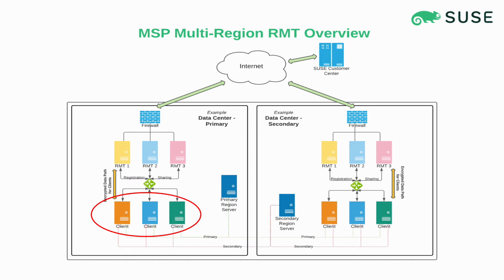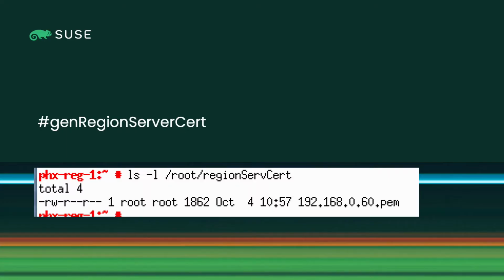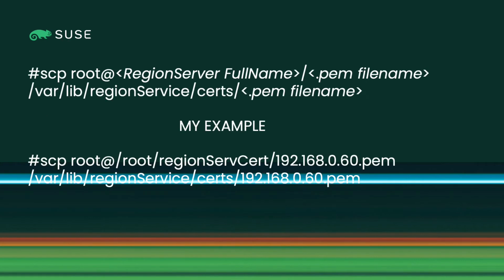Remember, from setting up the region server, you had to run the command gen-region-server-cert. That command created a cert file with the extension .pem and placed it on your region server under /root/regionserver-cert. From the client, copy the PEM file from the region server and place the file in /var/lib/regionService/certs. Phoenix Region 1 is my region server, and 192.168.0.60 is my region server IP. On the client, make a copy of the original /etc/regionserverclnt.cfg.